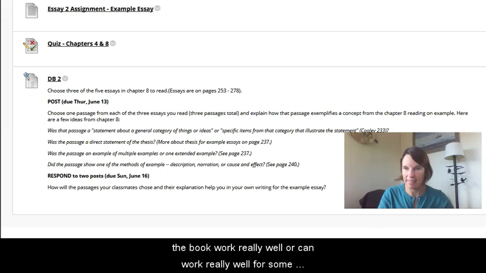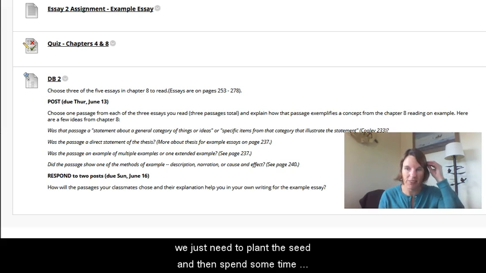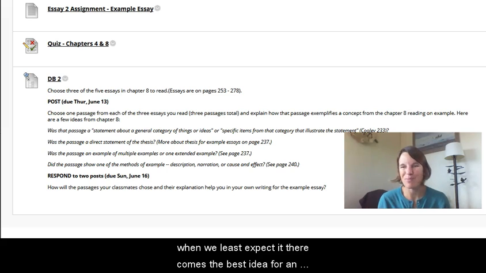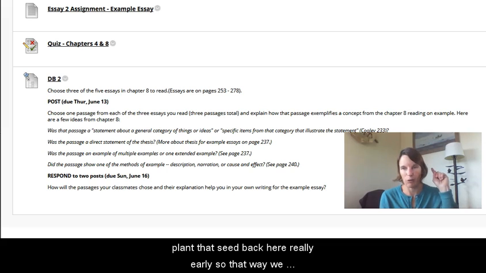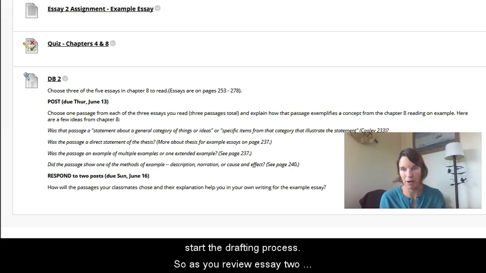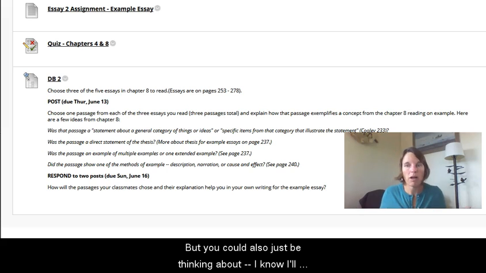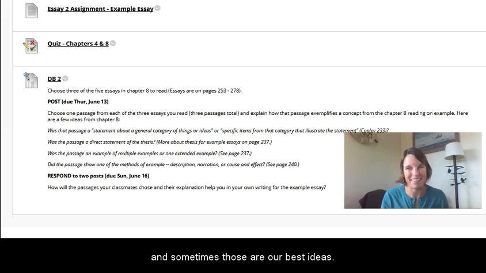All of these techniques in the book can work really well for some people. But for some people, we just need to plant the seed and then spend some time just letting it ruminate back there. And then all of a sudden, when we least expect it, bing, there comes the bright idea for our essay. So it's really important that we plant that seed really early, so that we give ourselves a few days before we actually have to start the drafting process. As you review essay 2, you can be thinking about what could I do, but you could also just be thinking, I know I'll come up with something if I don't think about it too hard. And sometimes those are our best ideas.